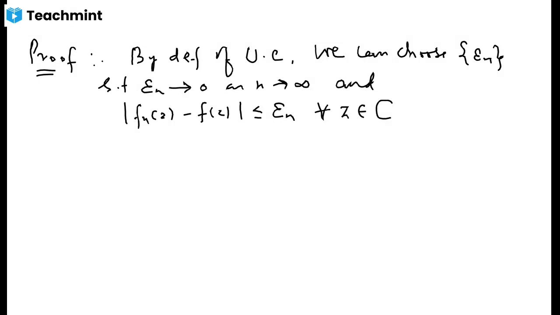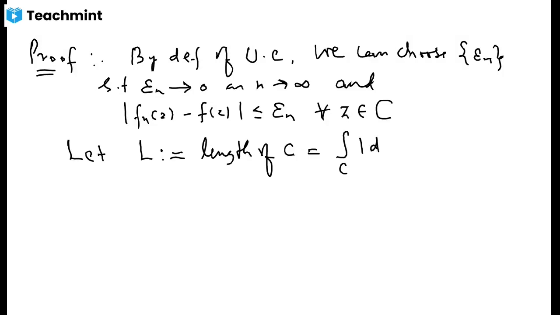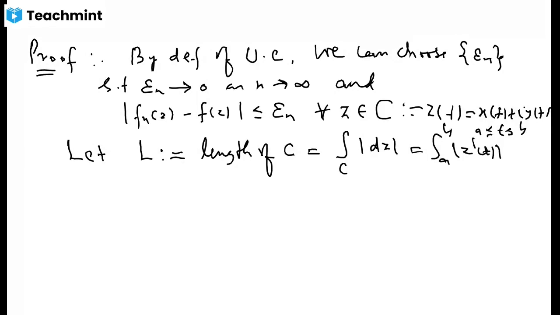So C is a contour, and we can calculate its length. Let L be the length of contour C. And what is the length of the contour C? The length of contour C is the integral of mod dz. And if the contour is given in parameterized form, if it is x(t) plus i y(t) over some interval a less than or equal to t less than or equal to b, then its length is the integral from a to b of mod z prime(t) dt.